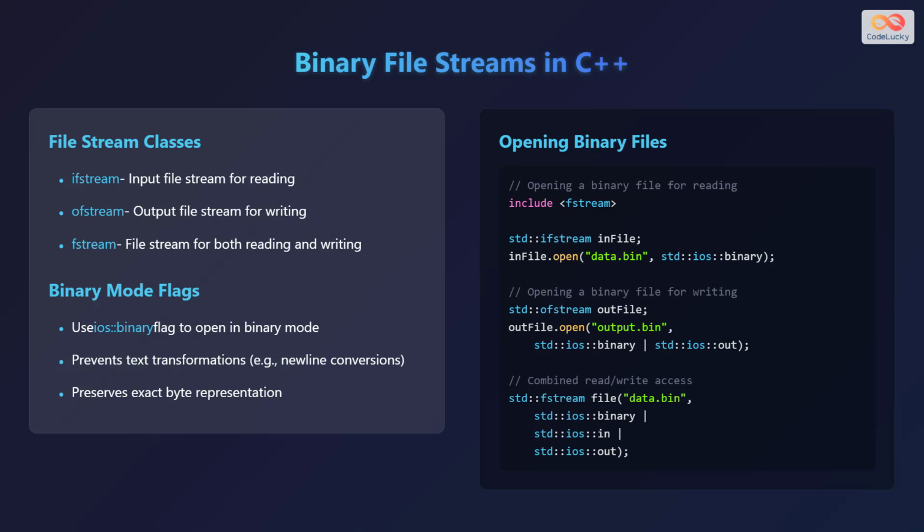This flag prevents any text transformations, such as newline conversions, and preserves the exact byte representation of the data. Here's how you can open binary files for reading, writing, or both. To open a binary file for reading, you would use std::ifstream infile.open("data.bin", std::ios::binary). To open a binary file for writing, you would use std::ofstream outfile.open("output.bin", std::ios::binary | std::ios::out). For combined read/write access, you can use std::fstream file("data.bin", std::ios::binary | std::ios::in | std::ios::out).